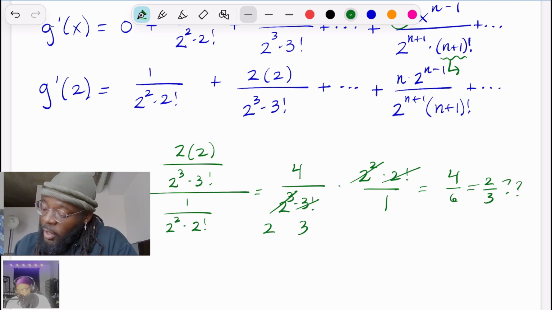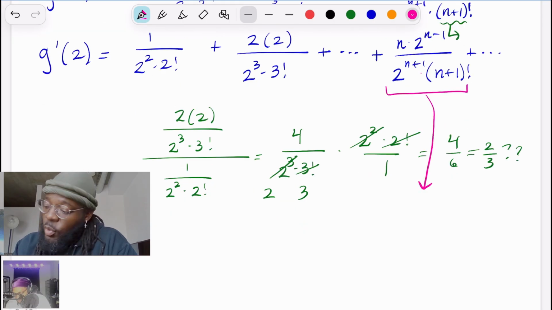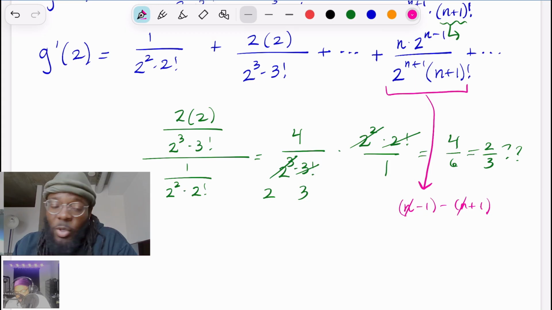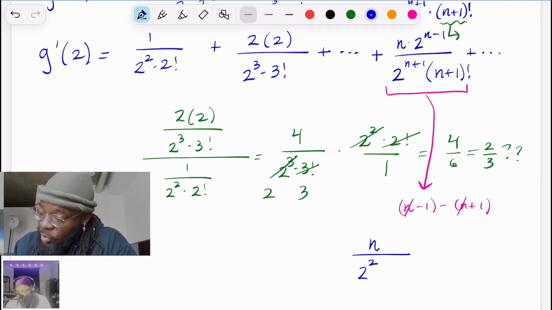So that's probably my common ratio, maybe. Let's see if I reduce this general term. I have 2 to the n minus 1 over 2 to the n plus 1. I can subtract those exponents, right? So n minus 1 minus n plus 1, those n's will cancel, and I have negative 1 minus 1, negative 2. So I have really 2 to the negative 2, which will be in the denominator as 2 to the 2. So the general term is going to be n over 2 to the 2 times n plus 1 factorial.